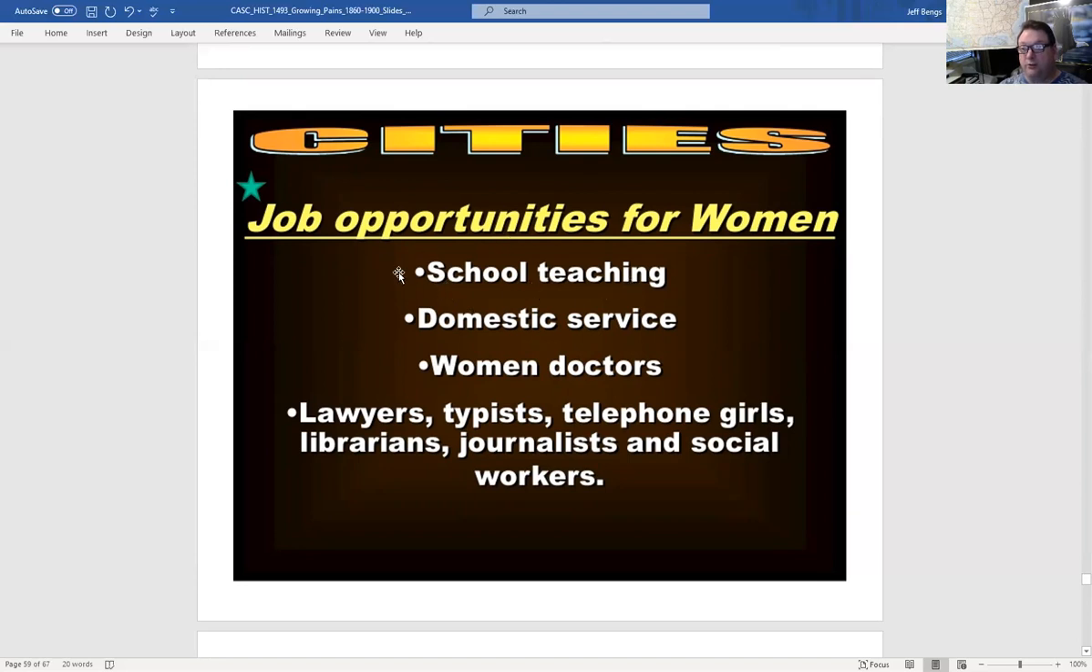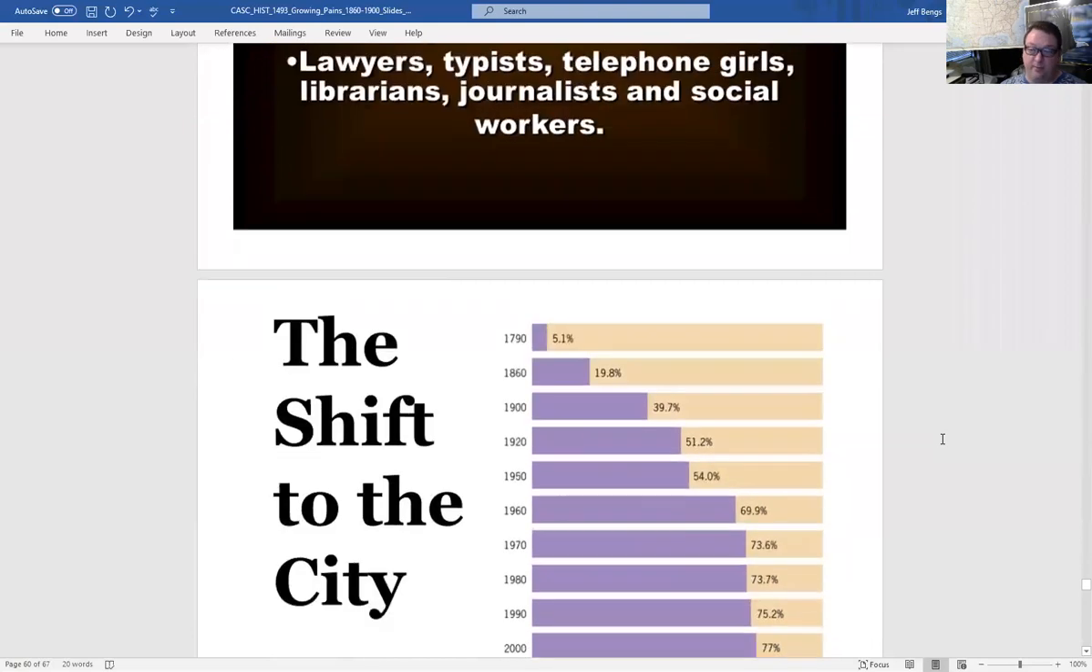Women did the bulk of school teaching, domestic services, cleaning house, being maids, being nannies, things like that. Women doctors, and these professions here, lawyers and doctors, would be a low percentage, but typists, telephone workers, librarians, journalists. So job opportunities for women.